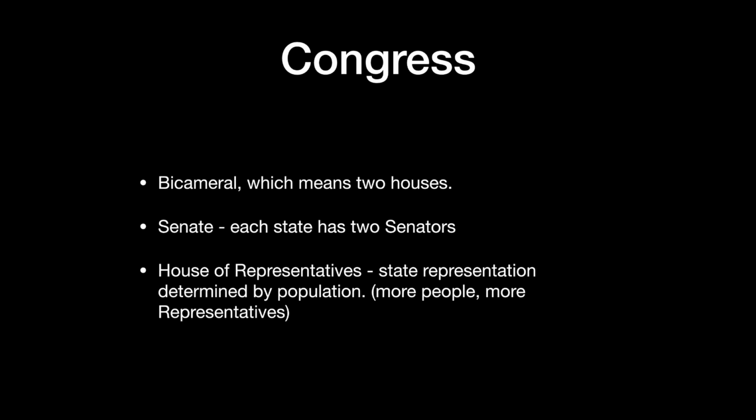The first house in Congress is called the Senate. Each state has 2 senators, so regardless of anything else, every single state has 2 senators in the Senate. The second house of Congress is called the House of Representatives. The number of representatives each state has is determined by its population. So the more people that live in a state, the more members of the House of Representatives that state has.